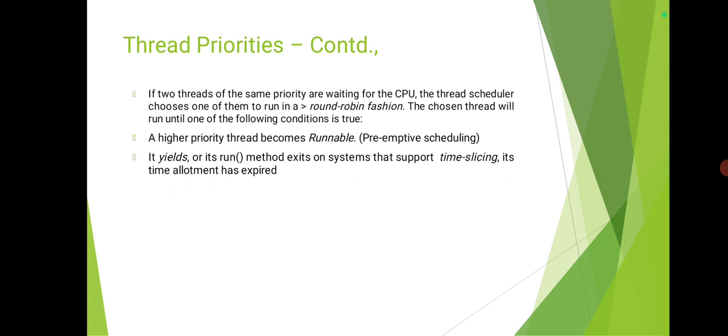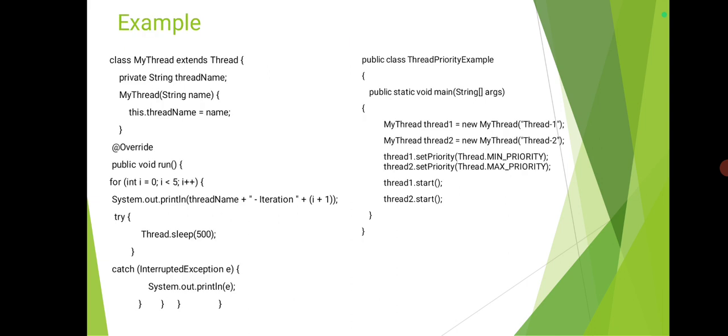The higher priority thread becomes runnable. So as I said, it's purely based on preemptive scheduling. Okay, its run method exits on systems that support time slicing. Its time allotment has expired. That means the specific time allotted to the processor to execute all the threads.